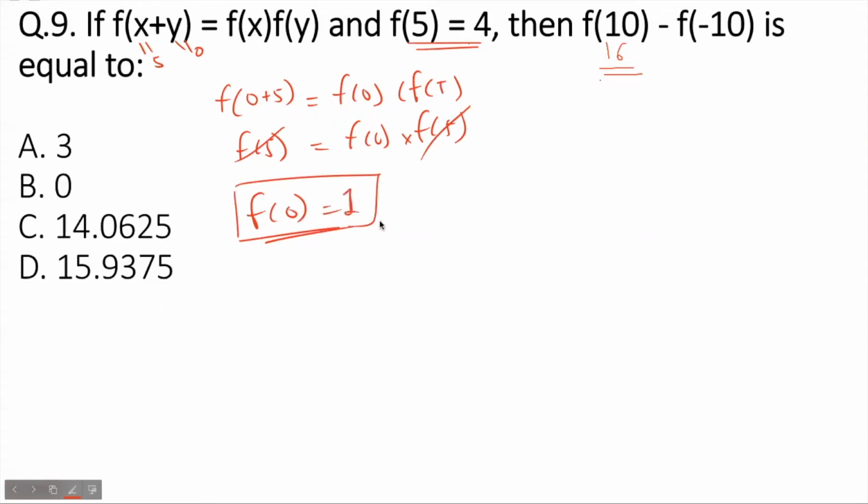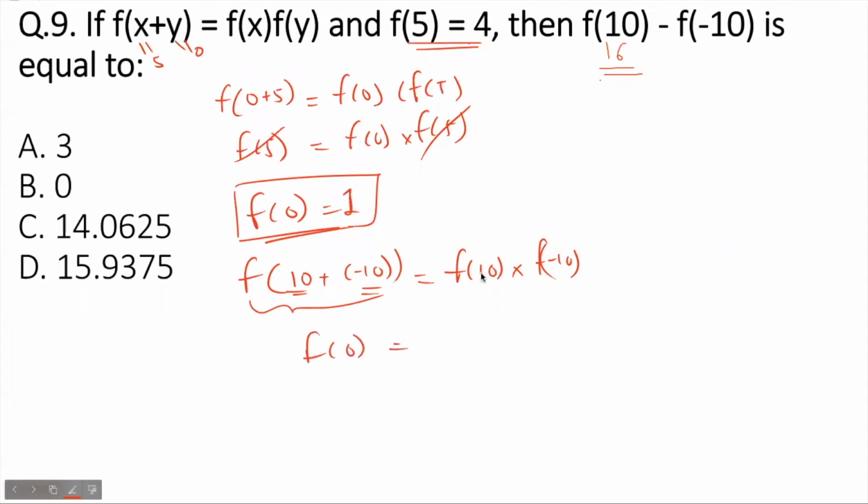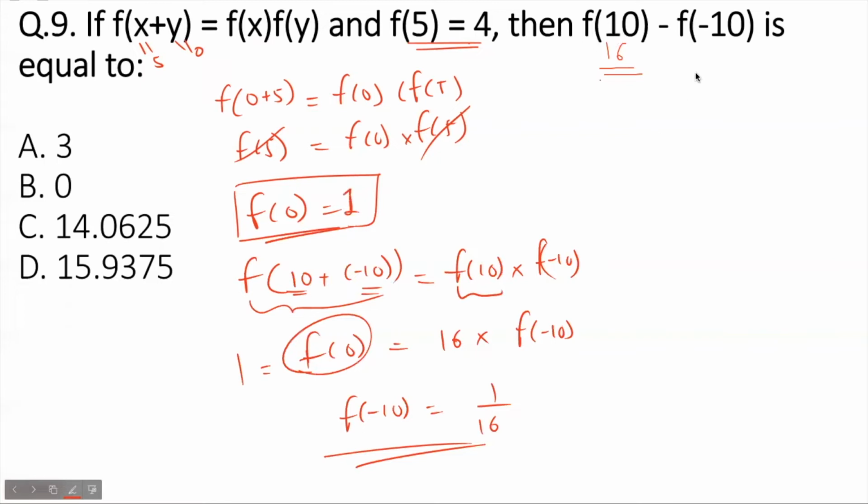Since f of 0 is equal to 1, guys, what I can do next is I can write f of x plus y as f of 10 plus minus 10, putting x as 10 and y as minus 10. This will give me f of 10 into f of minus 10. Now, the left-hand side is f of 10 plus minus 10, which is f of 0. The right-hand side is f of 10, which I already have found as 16, times f of minus 10 as it is. F of 0, we know it is simply equal to 1. So f of minus 10 is equal to 1 upon 16. Now we know f of 10, we have f of minus 10, it is 1 by 16. So now the final answer is 16 minus 1 upon 16.